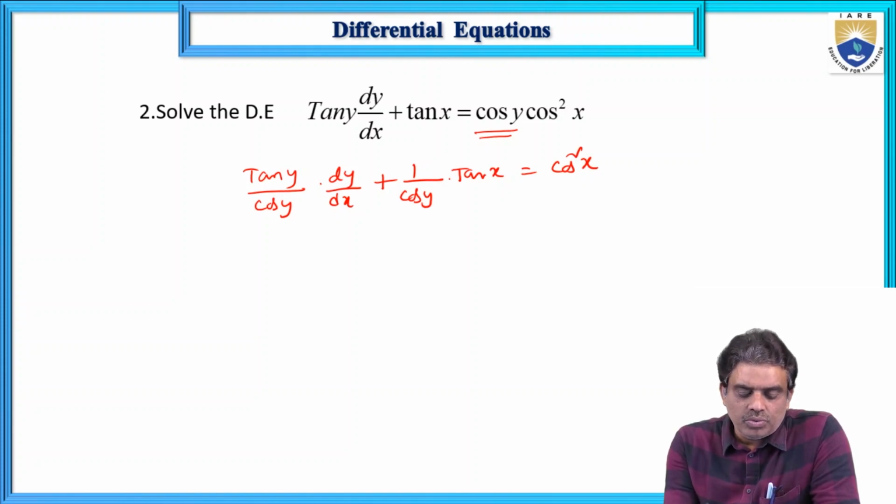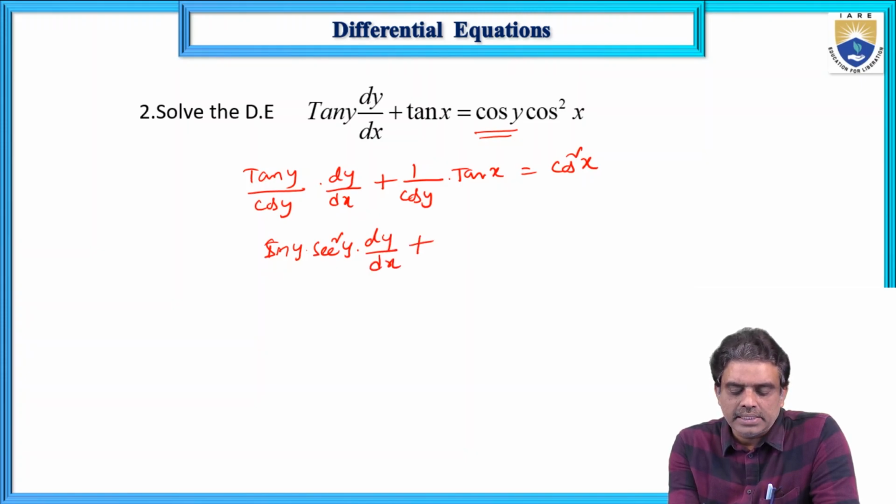Then what to do? Tan y by cos y, what I can write is sin y by cos square y. So this becomes sin y by cos square y, that is, secant y tan y, dy by dx plus secant y of tan x is equal to cos square x.